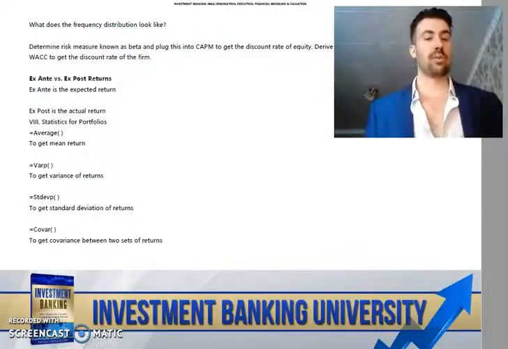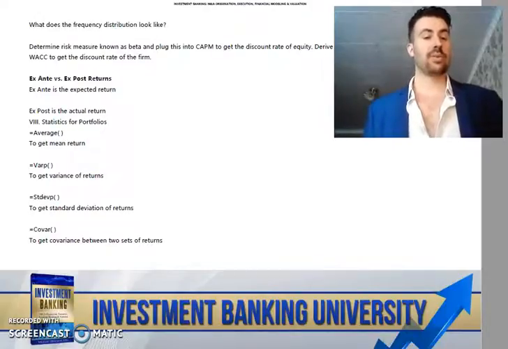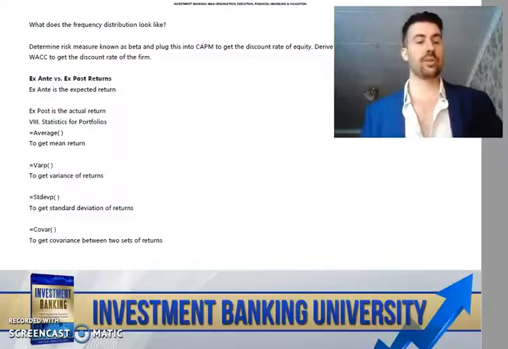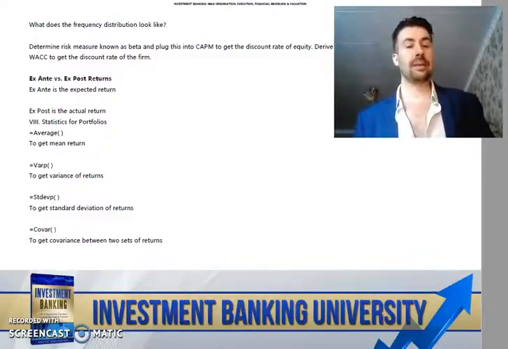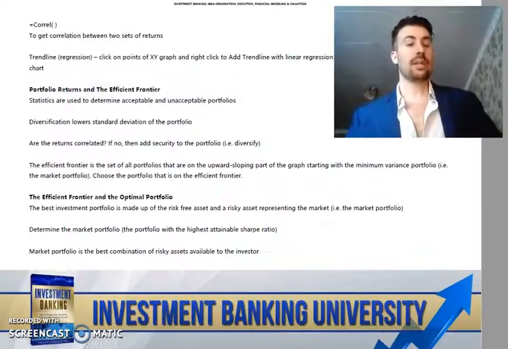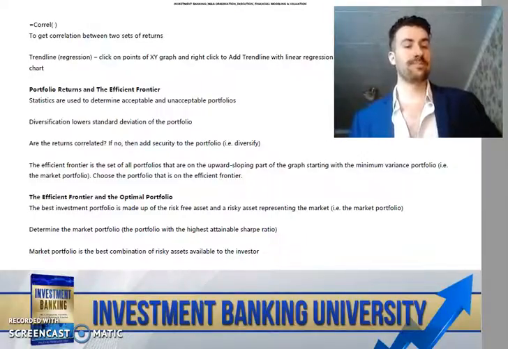In terms of statistics for portfolios, the Excel functions that we're using are equals AVERAGE, equals VARP to get the variance of returns, and to get standard deviation of returns, STDEVP. To get the covariance between two sets of returns, we're using equals COVAR. To get correlation between two sets of returns, we're doing equals CORREL.